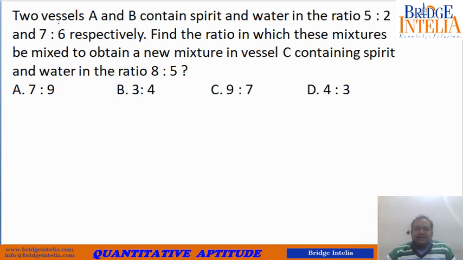Two vessels A and B contain spirit and water in the ratio 5:2 and 7:6 respectively. So two vessels A, B, the ratio 5:2 and 7:6. Then what we have to do? Find the ratio in which these mixtures have to be mixed to obtain a new mixture in the vessel C containing spirit and water in the ratio 8:5. So this is what you want in the resultant.